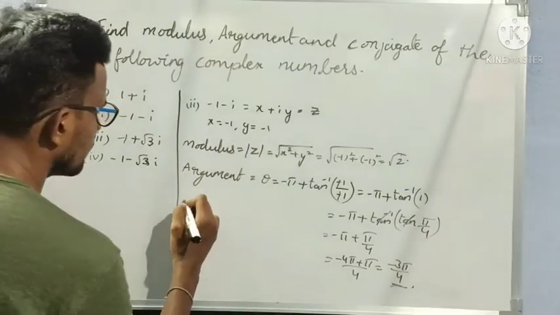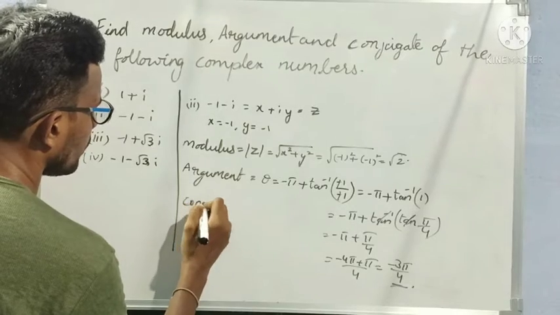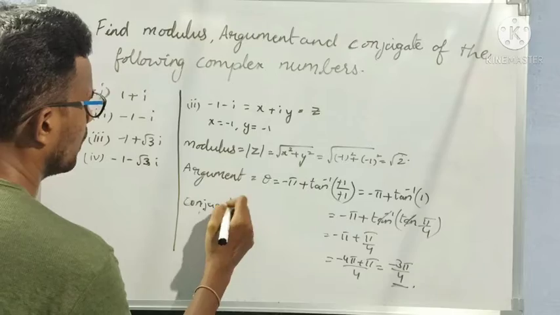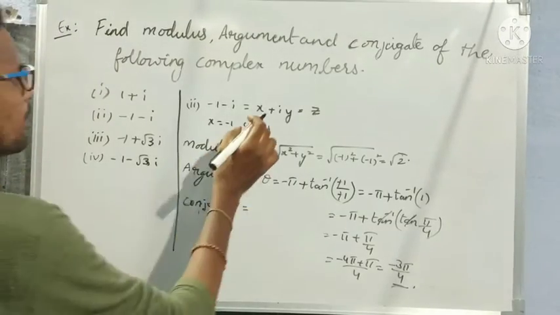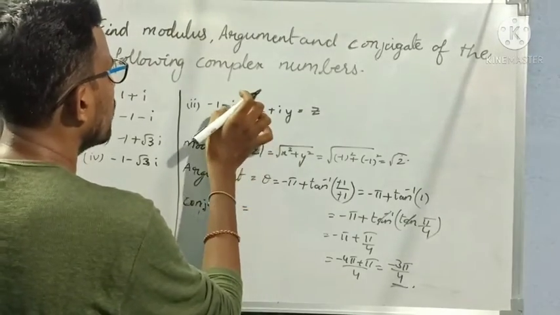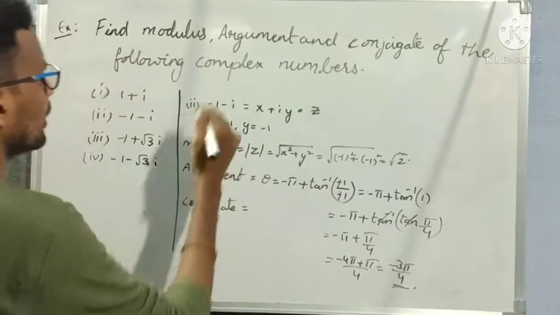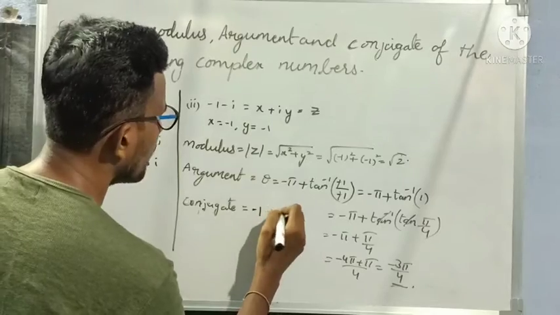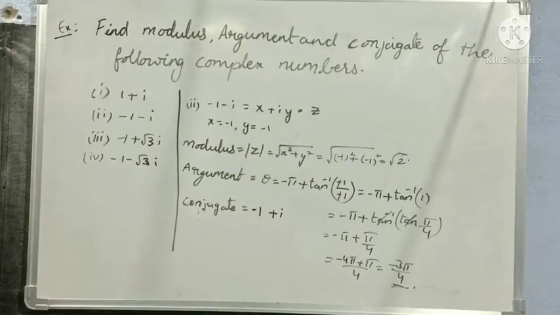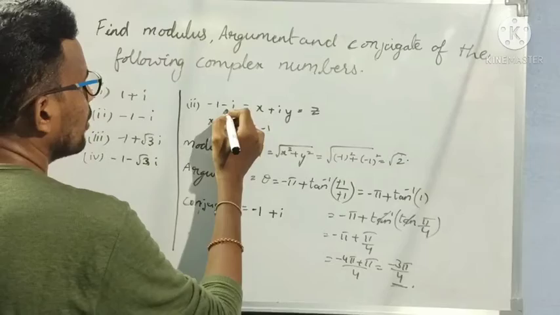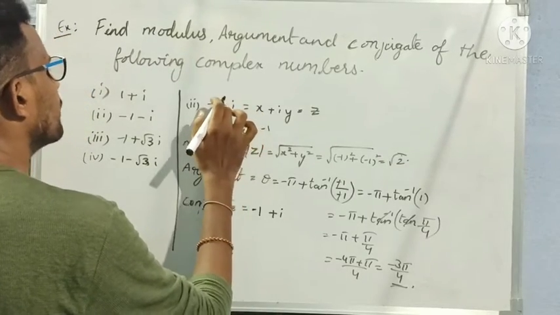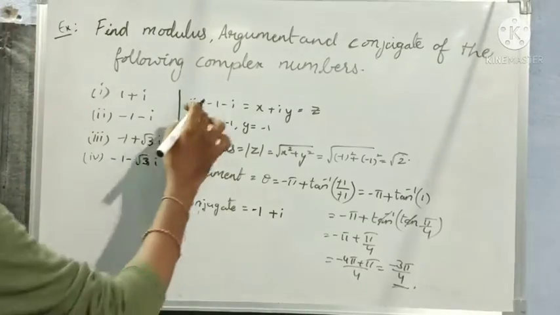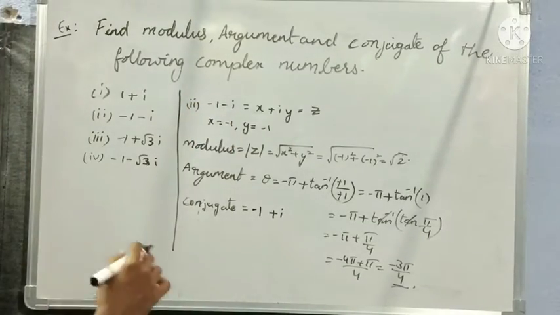Next, conjugate. How to find out conjugate now? This is very important. Conjugate means only before the i, whatever the sign is, that we have to change, not to change the x value here. So conjugate is equal to minus 1 plus i. Understood everybody? Only before the i, whatever is there, we have to change. If this is plus, we have to change as minus, and if this is minus, we have to change as plus. But we should not change the first value here. Clear? This is about the second one.